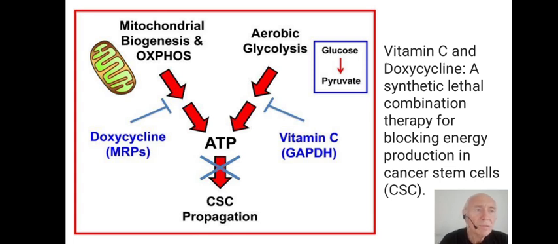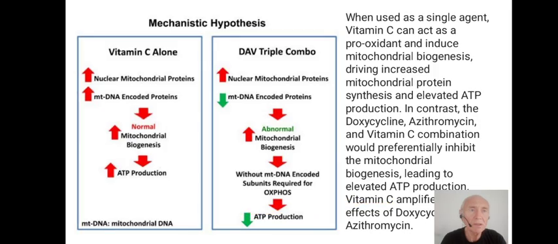Vitamin C and doxycycline work synergistically. They block energy production in cancer stem cells, and eventually they kill them. And the triple combination is even better. When used as a single agent, vitamin C can act as a pro-oxidant and induce mitochondrial biogenesis, because if you don't have enough glucose, these hyperactive senescent and cancer cells can shift for a while to the use of mitochondria to produce energy.